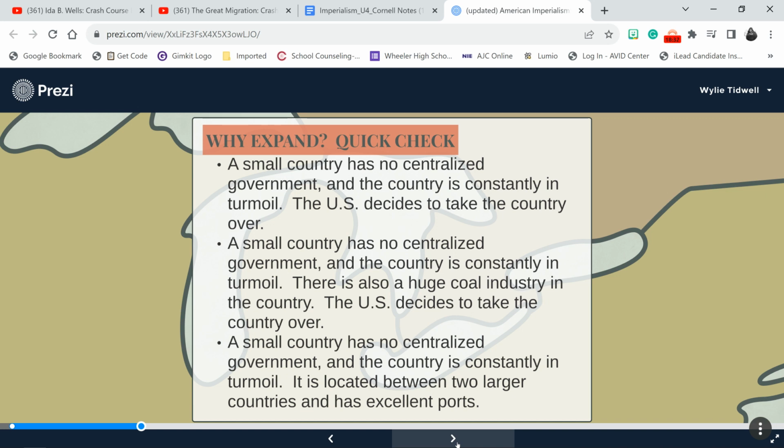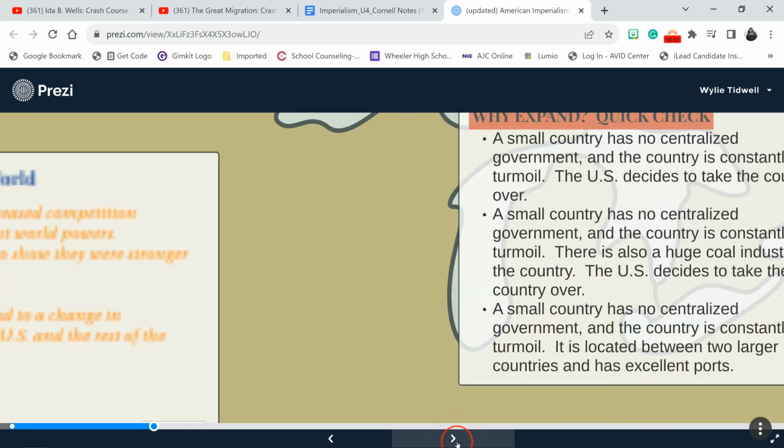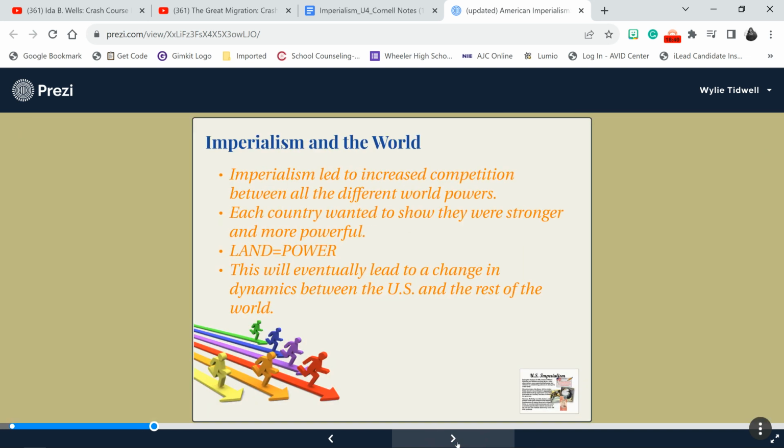Now, these are all reasons why, like almost a checklist. Is it clear there? We good? Okay. All right, so imperialism led to increased competition between all different world powers. Each country wanted to show they were stronger and more powerful. Land equals what? Have I not been saying that this whole class? You own land, you get power. We there, right? Yes. Okay. And this has eventually led to a change in the dynamics between the United States and the rest of the world too.